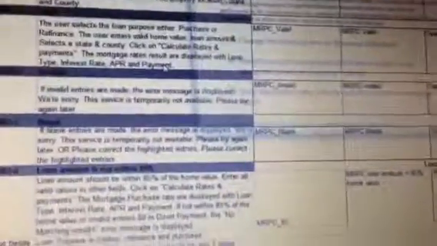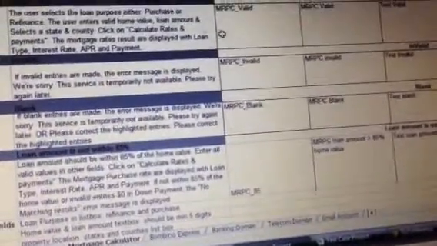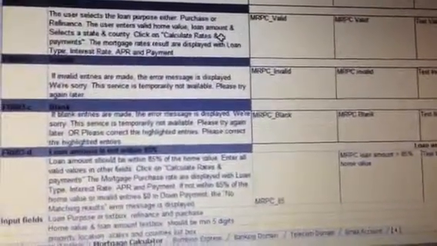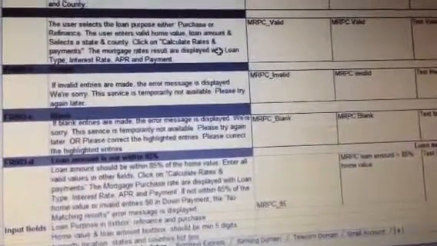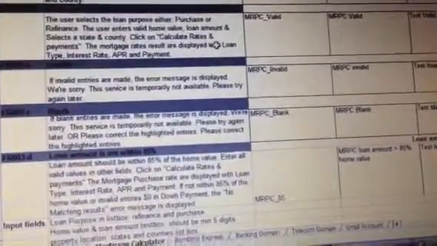The user selects the loan purpose, either purchase or refinance. I tested the application with the purchase. The user enters the valid home value, loan amount, and selects the state and county. Then click on calculate rates and payment.